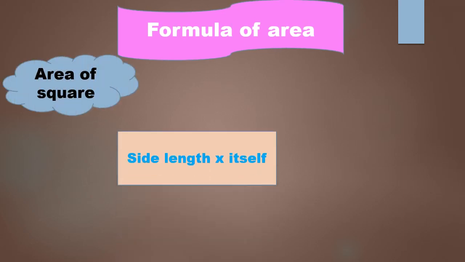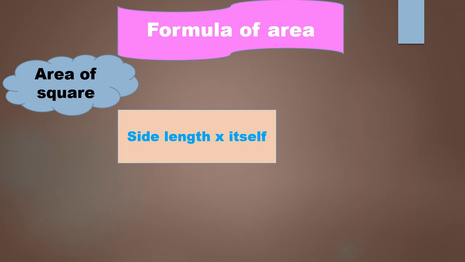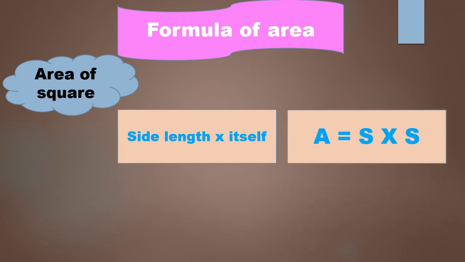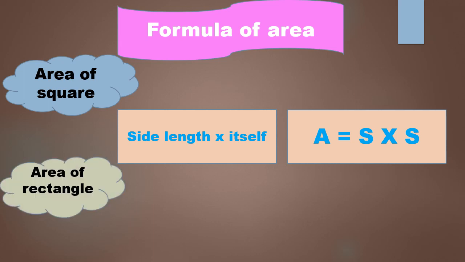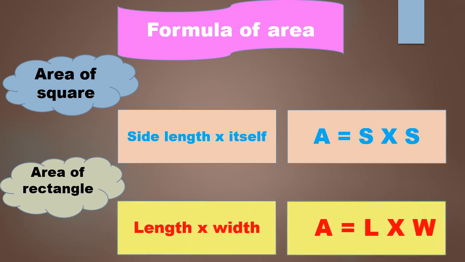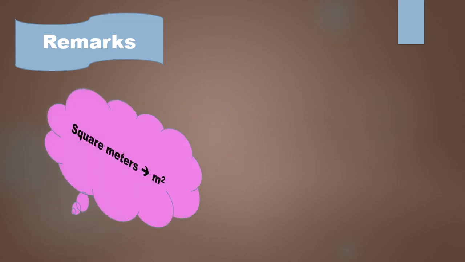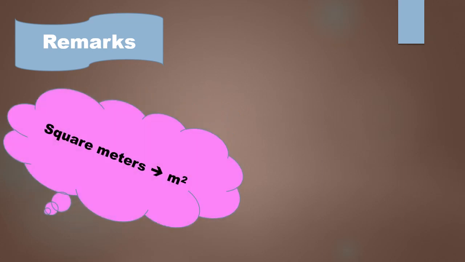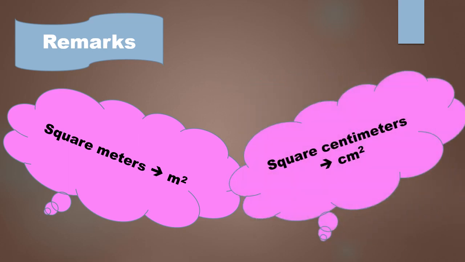Formula of area. Area of a square equals side length times itself, or side times side. Area of rectangle equals length times width. Remarks: the unit of measuring the area is square meters or square centimeters.